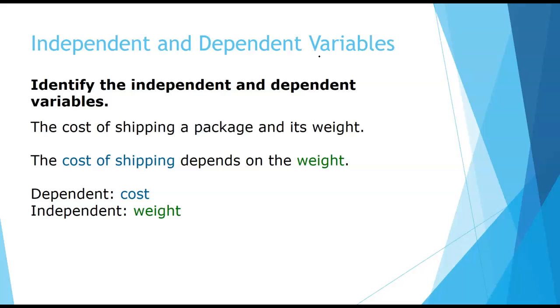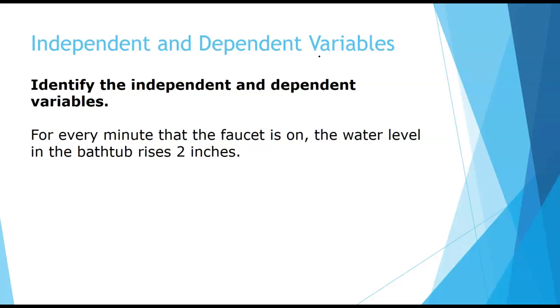Our independent variable always goes on our x-axis. Our dependent variable always goes on our y-axis. Let's look at another one.